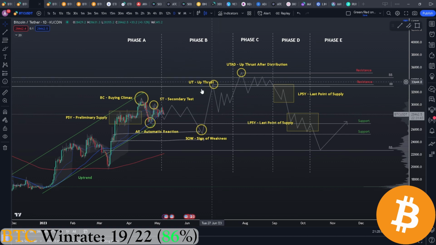But for now, we are in the secondary test and this phase of distribution where we're likely to see a sign of weakness, which is more confirmation that we have bearishness to the downside.